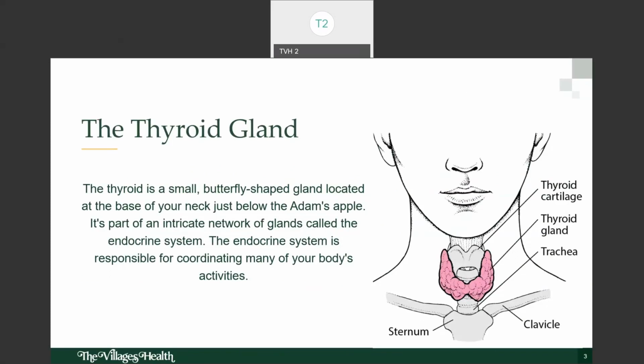So you can see also in the picture here, we have the thyroid cartilage. And then underneath the thyroid gland there, you can see the trachea. And then we have our clavicle and our sternum.